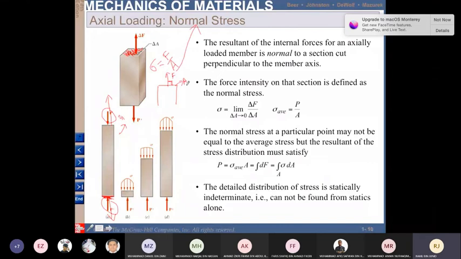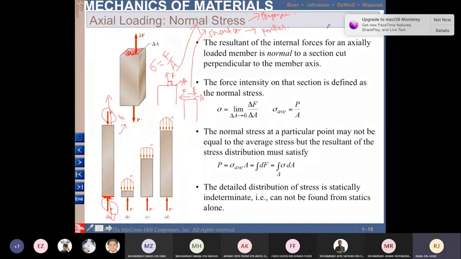If the force is parallel to the area, this is known as shear stress. Shear stress. So in this one, the force and area are perpendicular. In this one, the force and area are parallel.